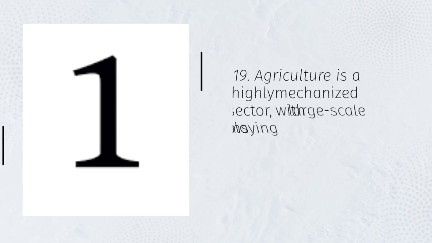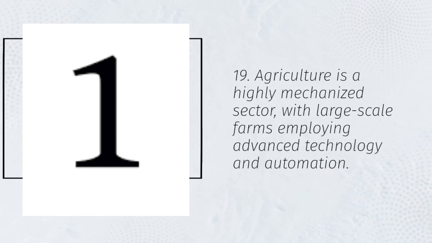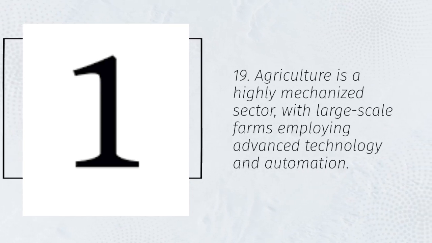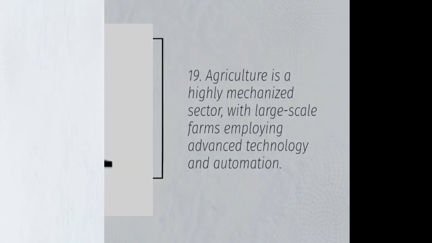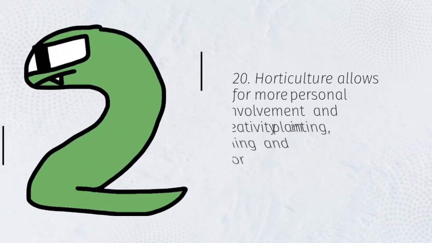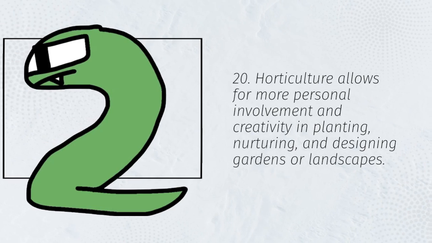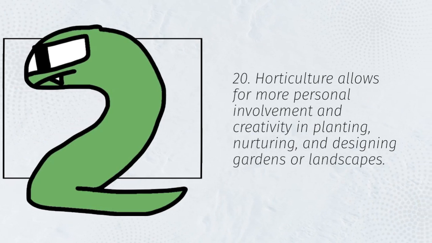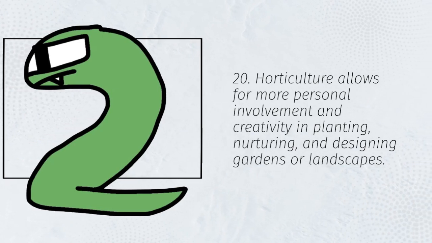19. Agriculture is a highly mechanized sector, with large-scale farms employing advanced technology and automation. 20. Horticulture allows for more personal involvement and creativity in planting, nurturing, and designing gardens or landscapes.